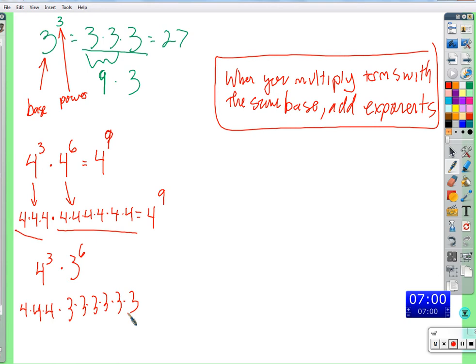Okay. So if we want to be good with polynomials, we've got to extend this to variables, x's and y's and z's. So x's to powers and y's to powers and z's to powers, all right? So what does x to the third mean? What is the meaning of x to the third? X times x times x.